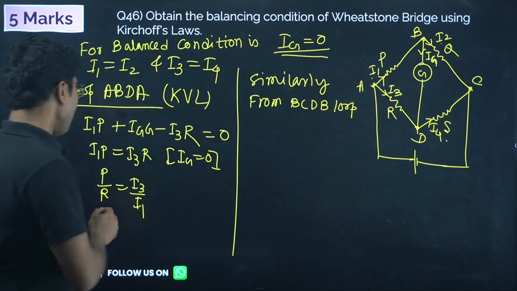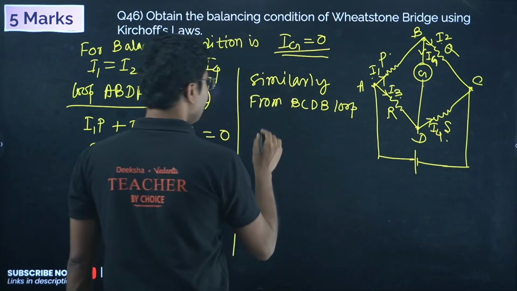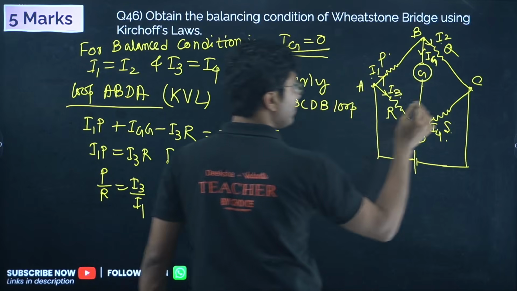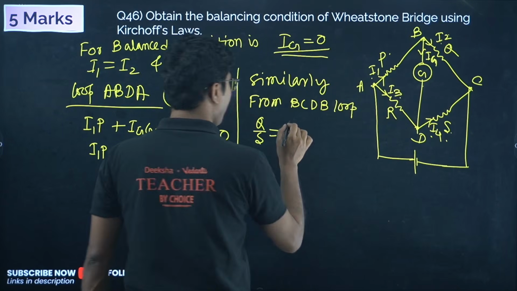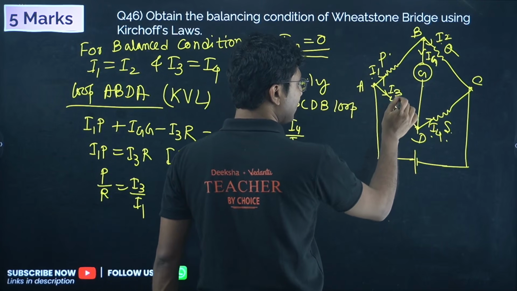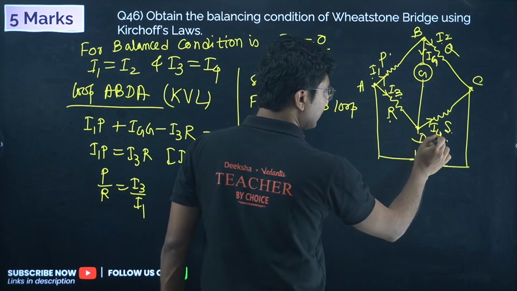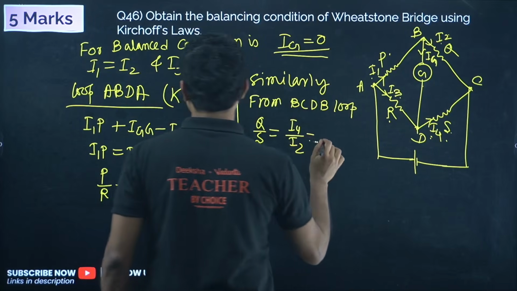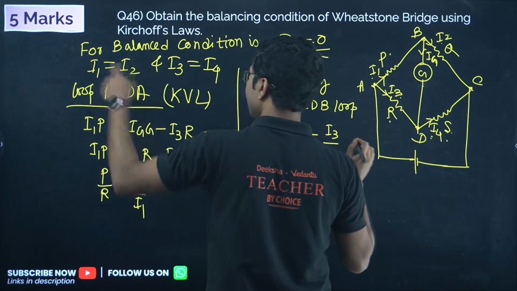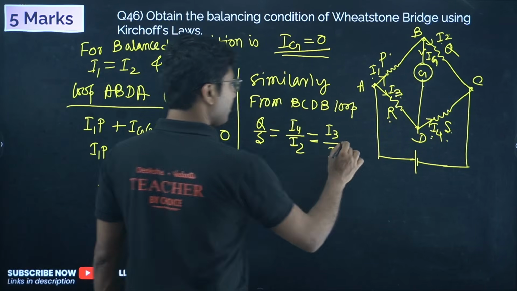So you see that P by R equals I3 by I1. Similarly, Q by S equals I4 by I2. This resistance divided by this resistance equals this current divided by this current. Similarly, this resistance by this resistance would be this by this. Now what is I4? I4 is equal to I3, so we will write it as I3, and I2 equals I1, so we will write this as I1. This is my equation number 1, this is my equation number 2.